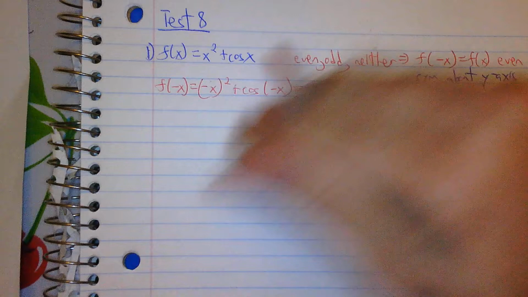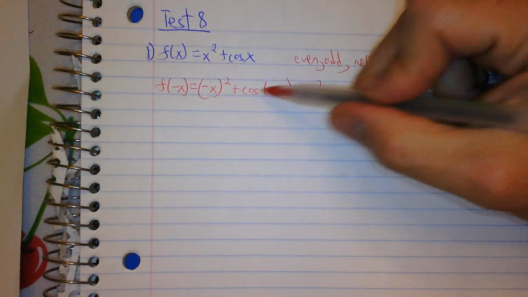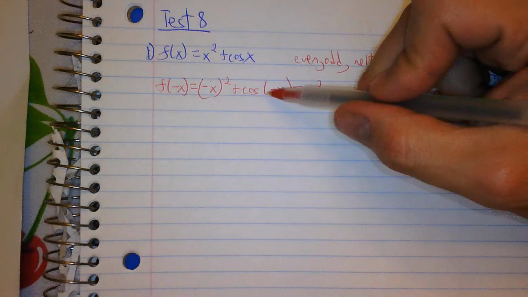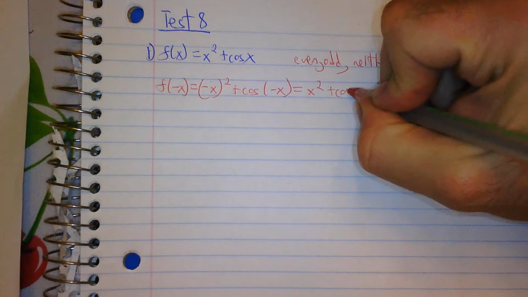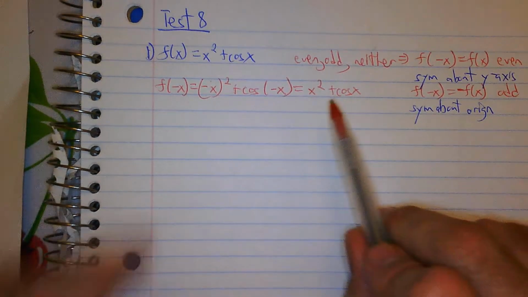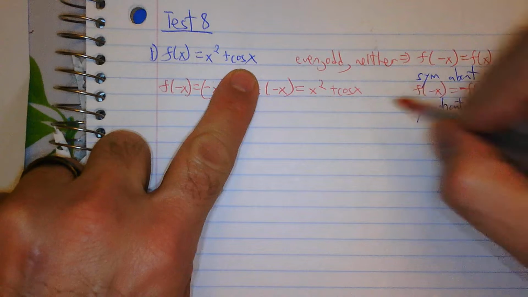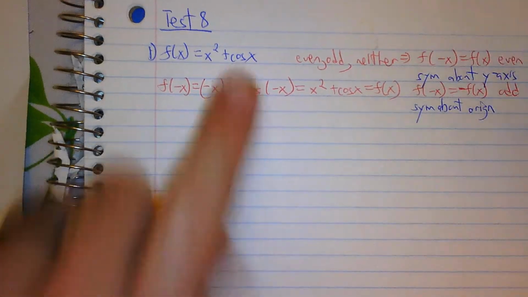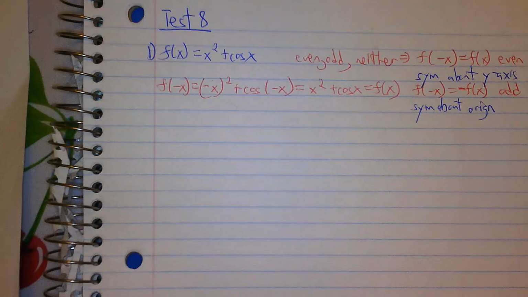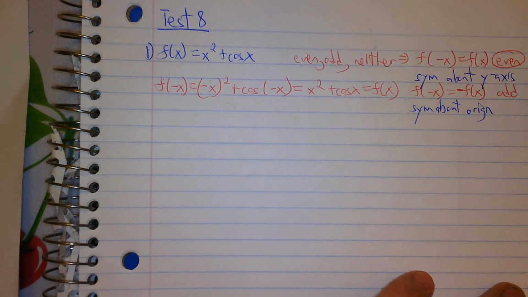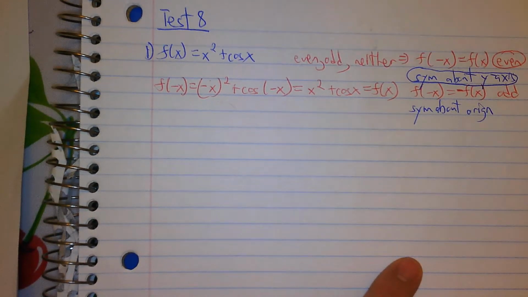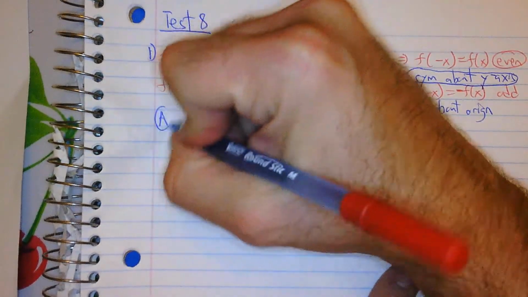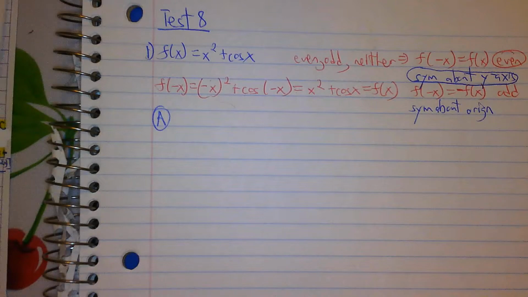What is negative x squared? That's x squared. What is cosine of negative x? Since cosine is an even function, cosine of negative x would be what? Cosine of x. All right, what do we now notice about this and the original function? They are the same. Do you see that? Therefore, the definition of even has been met, and if the definition of even has been met, you know you're symmetric about the y-axis. All right, therefore the answer should be A, symmetry about the y-axis.